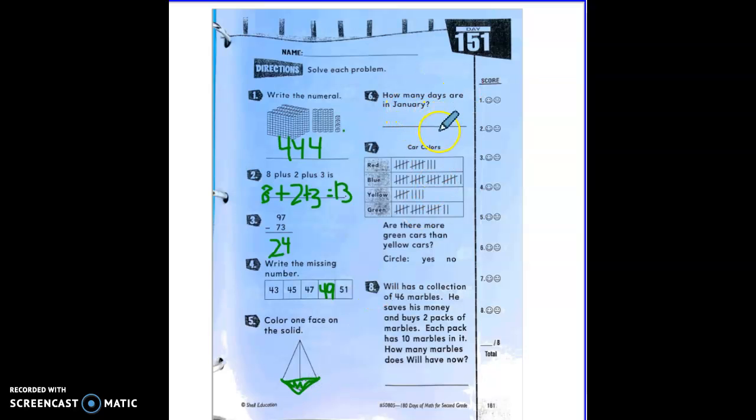How many days are in January? So if you did the knuckle trick and you counted, there are 31 days in January. Don't forget your units there, or days.